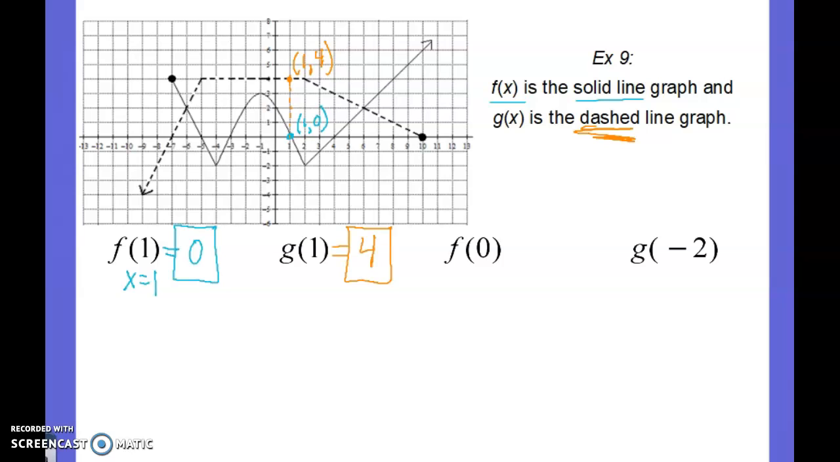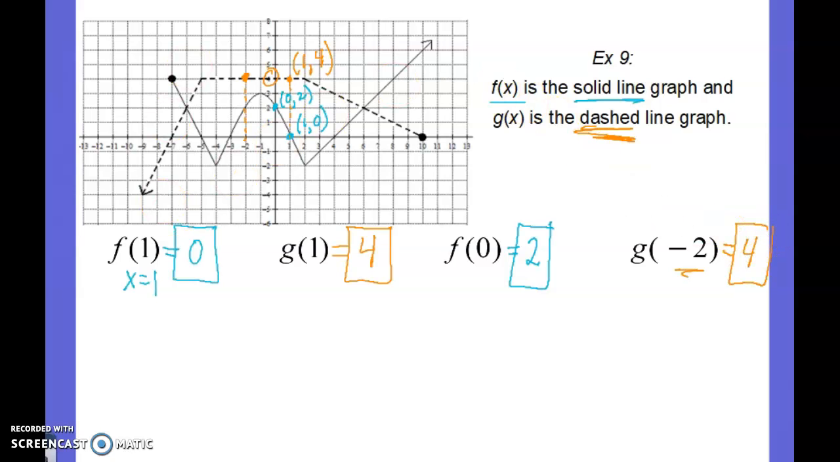I really hope this is making sense, but if it's not, please reach out to me, email, in class, whatever works for you. So now we're back to doing the solid line for f when x equals 0. Well, that's the ordered pair (0, 2). So the y value is 2 of the f function when x equals 0. And I have one more problem. This is kind of redundant though, because when you go to x is -2 up to the dashed line, it's the same y value of 4.